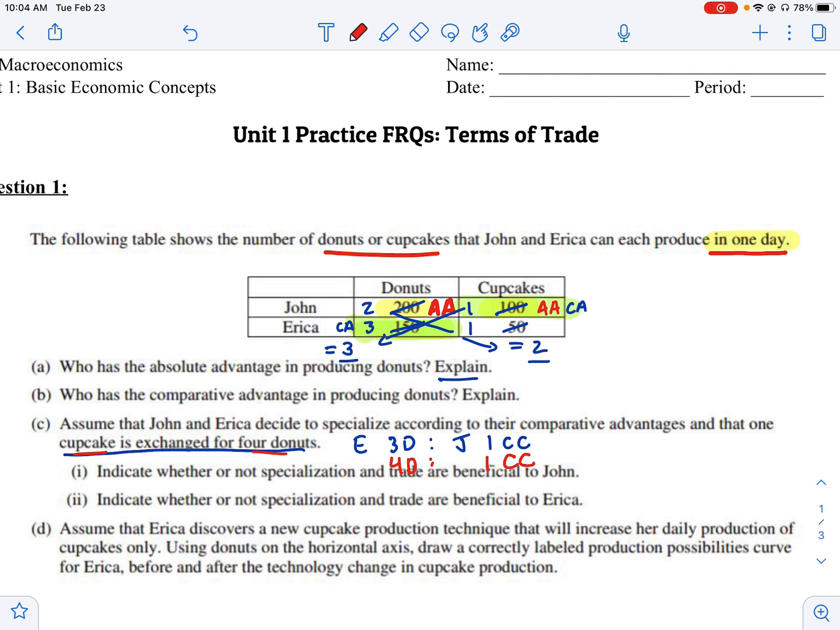Somebody's coming down and saying, no, guys, what if you did 4 donuts to 1 cupcake? Would you be interested in that? John says, absolutely, I'd be interested in that, because John still only has to make 1 cupcake and he's going to receive 4 in return because of this new deal. Erica looks at this and says, no, I would not be interested in this trade, because now I have to make an additional donut. I have to make 4 instead of 3 and still get the same return, 1 cupcake. No way. I'm going to stick with what we were doing before.